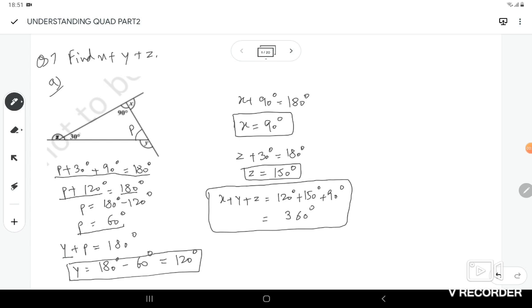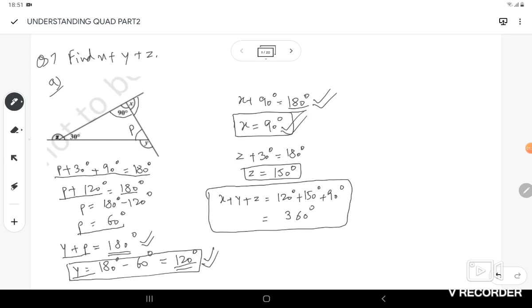Also angle Y plus angle P is equal to 180 degree. How? It's a linear pair, and on a straight line the sum of the two angles, interior as well as exterior, is always equal to 180 degree, which gives the value of y as 120 degree. Now the same concept of linear pair, angle x plus 90 degree is equal to 180 degree, and finally the value of x comes out to be equal to 90 degree.